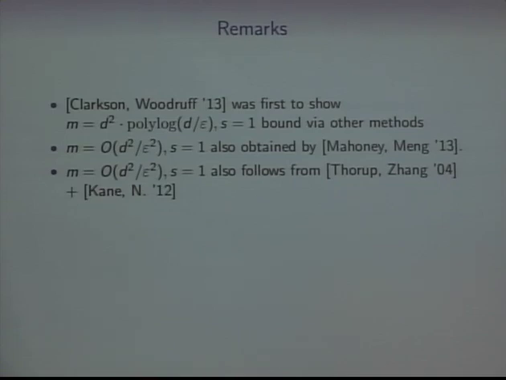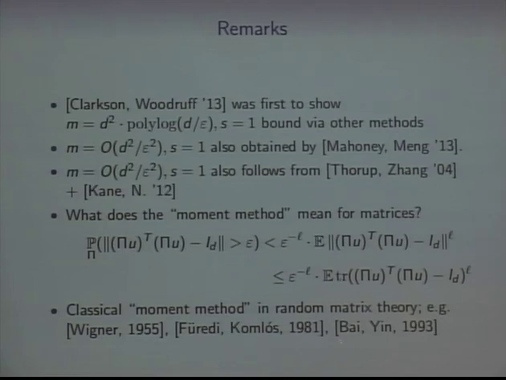Okay. Another thing just about the moment method. How do you actually perform the moment method with matrices? Well, there's a classical way of doing it that people have been doing in random matrix theory since at least the 50s, which is, so what's the probability that this operator norm is bigger than epsilon? You do the moment method. This is basically Markov's inequality after raising both sides to the L-th power.